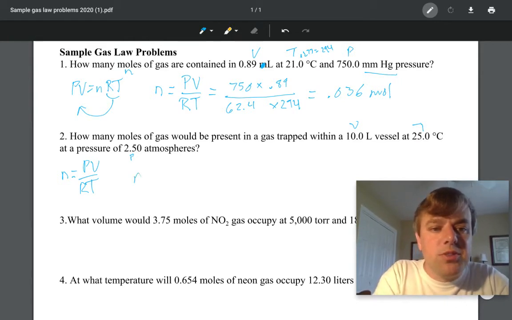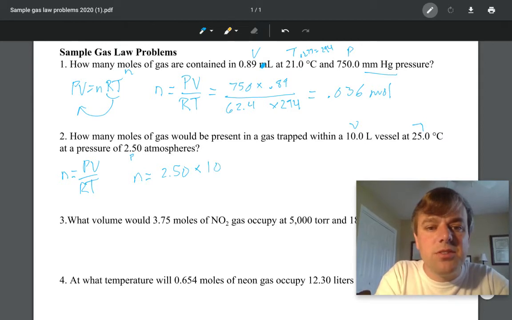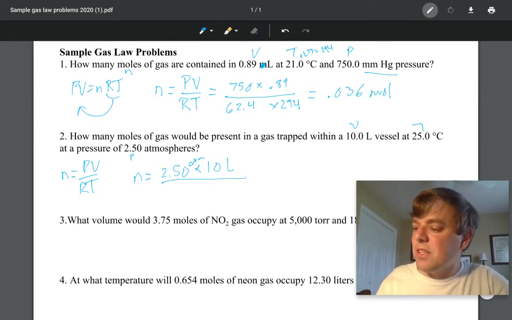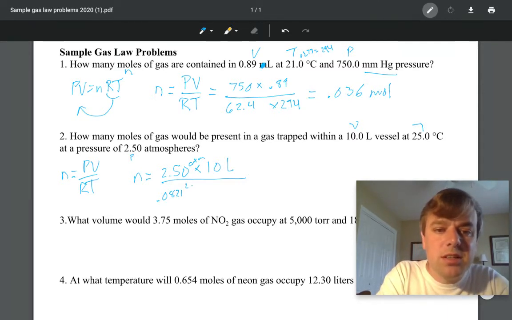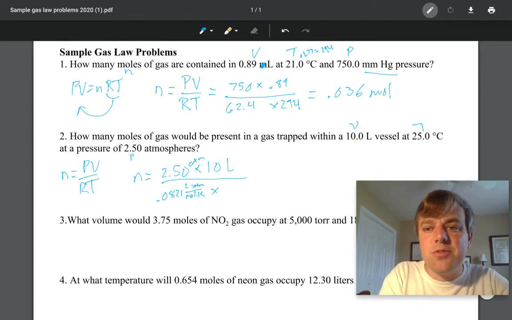But to solve for moles, it equals our pressure, which is 2.50 atmospheres, times the volume, which is 10 liters, divided by our gas constant in atmospheres, which is 0.0821 liter atmospheres per mole Kelvin. I'm going to actually show you how these units cancel out on this one. And then our temperature is 25 degrees Celsius plus 273, which is 298 kelvins.